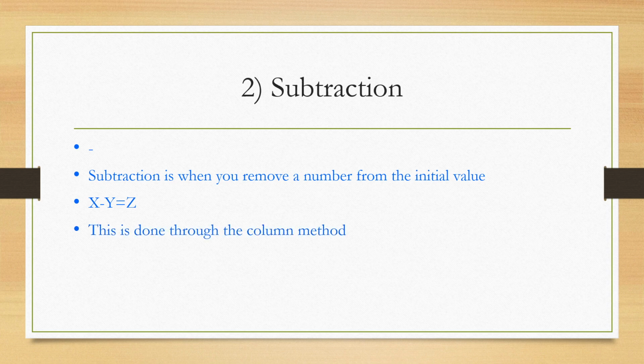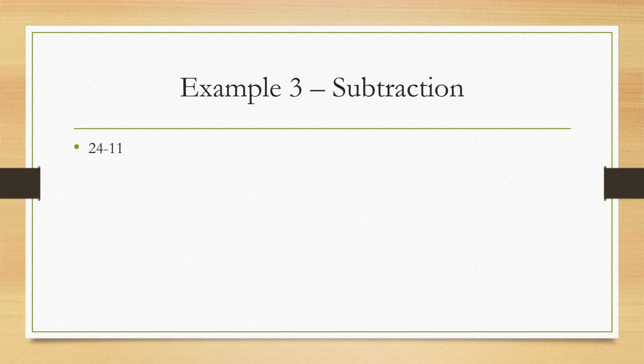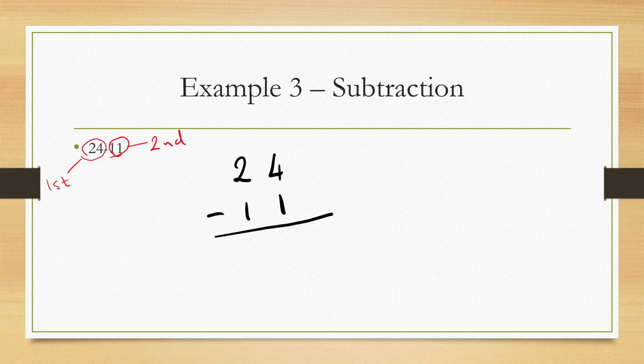Okay, so let's look at an example. Example 3, subtraction: 24 minus 11. Same as before, but the only difference is this time you must always put the first number on top and the second number on bottom. I'll show you why later. So 11 is the second number, so you write the 24 on top and the 11 on bottom, and then you put the minus sign and the equal line.